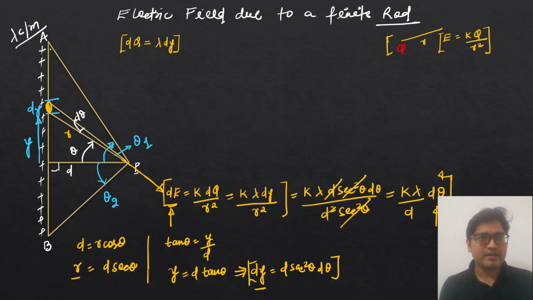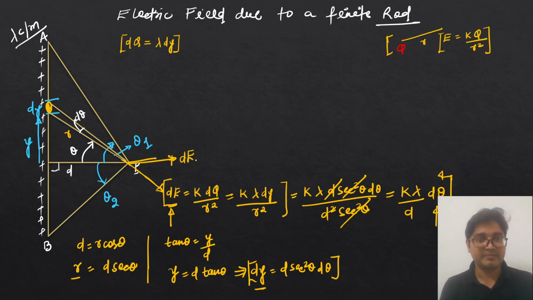Now to calculate the net electric field, all I have to do is to integrate it. But as you can see, the direction of dE will keep changing if I change this element dq, right? For this dq, the direction will be like this. Both magnitude and direction will change, so you cannot directly integrate here. What I will have to do is take the components of it. So one component will be in this direction.